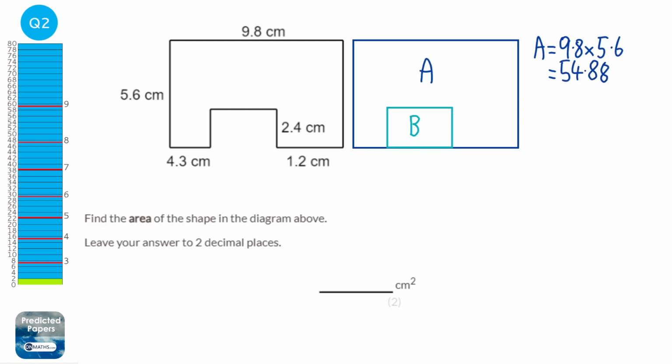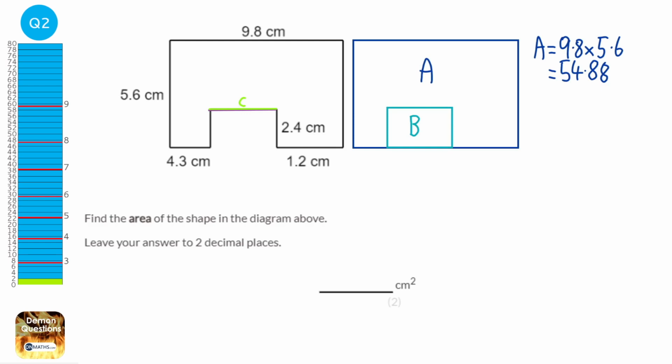54.88. Now to work out B, we actually have a bit missing. We need to work out what the length of this bit here is. So in fact, let's choose a different colour just so it shows up a bit more, this length here. We're going to work out the length of this, and we'll call this C just to make things easier.